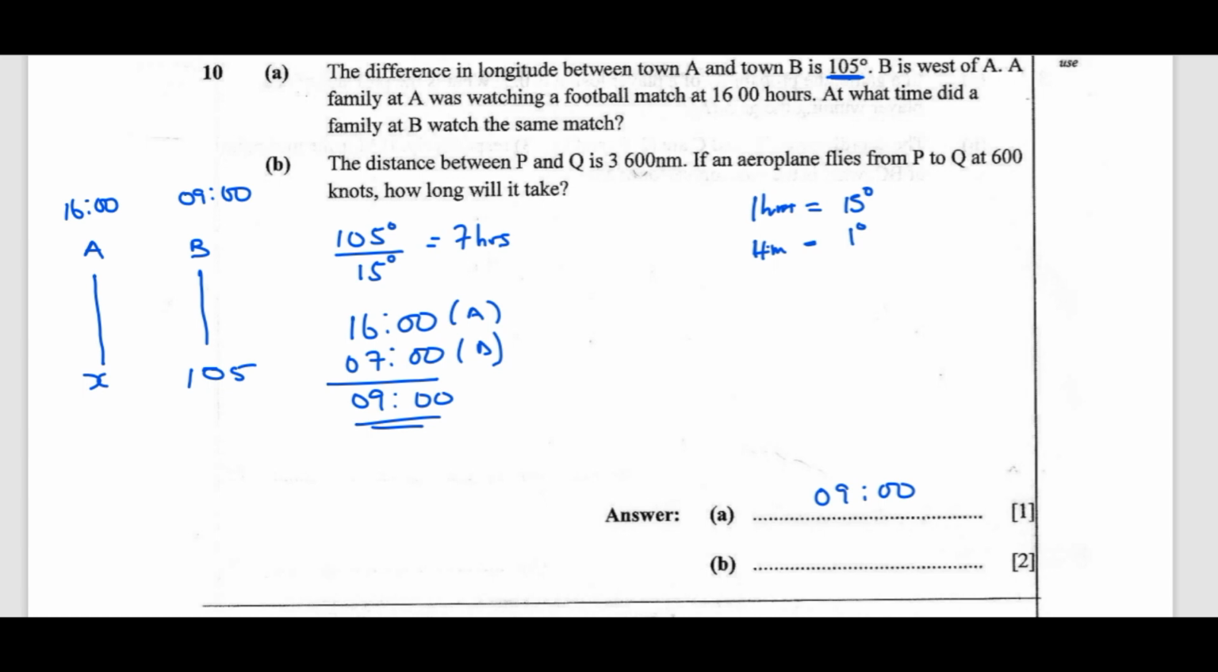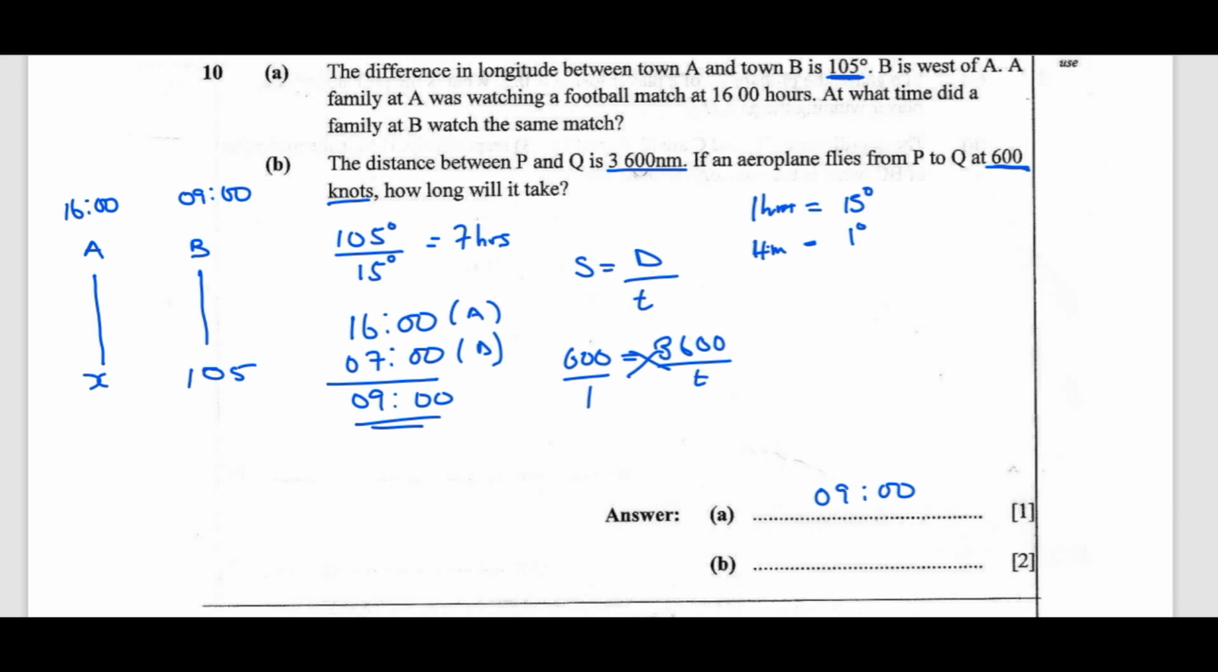The distance between P and Q is given in nautical miles. If an aeroplane flies from P to Q at 600 knots, how long did it take? So we want to find time. The formula for speed is S equals D over T. We substitute, because we've been given speed, which is 600 knots, and distance, which is 3600, and time we haven't been given. So we introduce a 1 there, and then cross multiply.